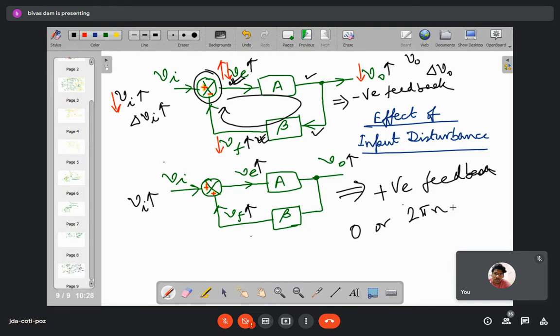And negative feedback is odd multiples of pi. Here I think we want to write (2n plus 1) pi, which will be better. So it is odd multiples of pi. That should be the total phase shift encountered.